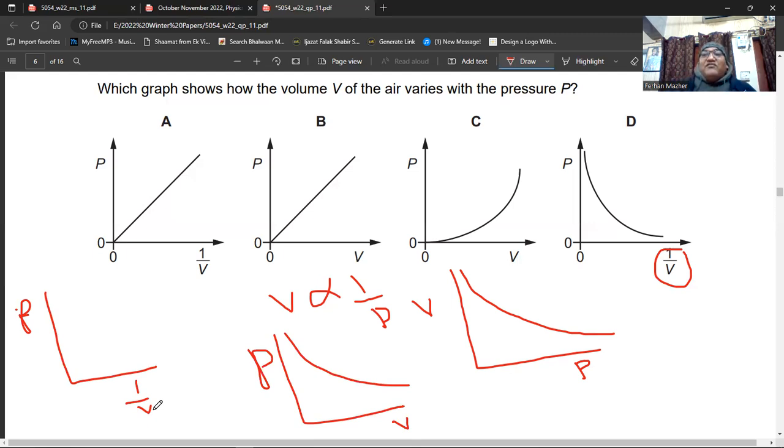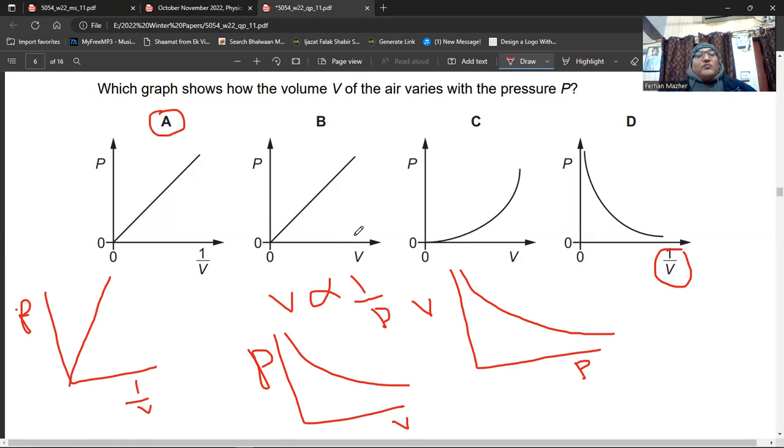But if you take the reciprocal of the volume, 1 by V, then the pressure and the reciprocal of the volume are directly proportional to each other. That's a fact. So it will be a straight line going upward. So I think A is the right choice.